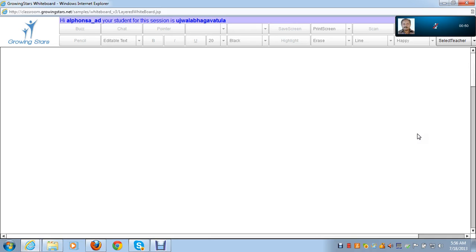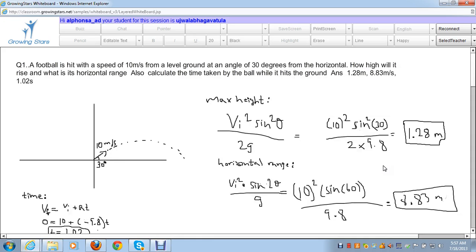It was on motion under gravity, no, it was motion in 2D. Okay, I'm bringing it to the whiteboard. Is it this one? Yes. Okay. So which one is the one you are not getting? I was unsure about number 2, letter D.